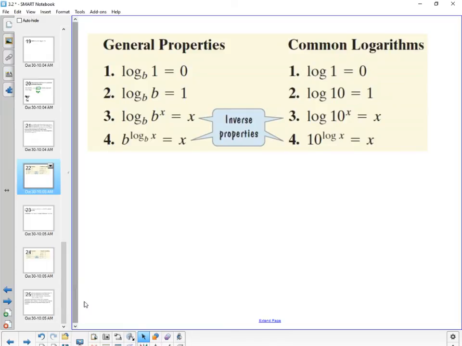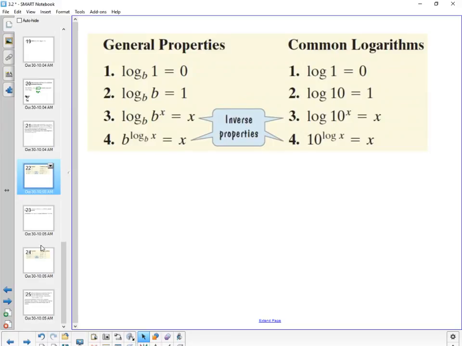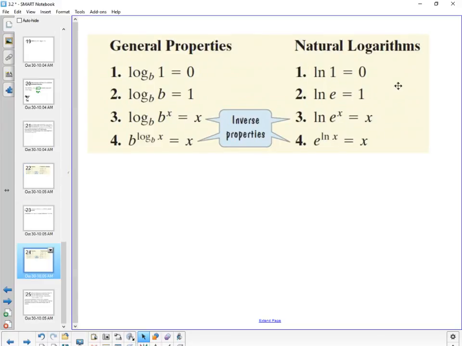I'll wait another second. And then take these down also. Are they the same? Yeah. There's e, because you want e. Those are for your natural logarithms. You guys have this one?